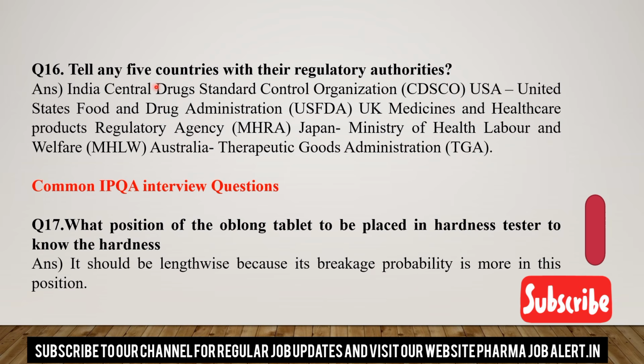So tell me any five countries with their regulatory authorities. When you have been asked the question, you can simply start with India, Central Drug Standards Control Organization. Next, US, Food and Drug Administration. Next UK, the regulatory authority body of UK is Medicines and Healthcare Regulatory Agency. For Japan, Ministry of Health, Labour and Welfare. And for Australia, it is simply TGA, Therapeutic Goods Administration.